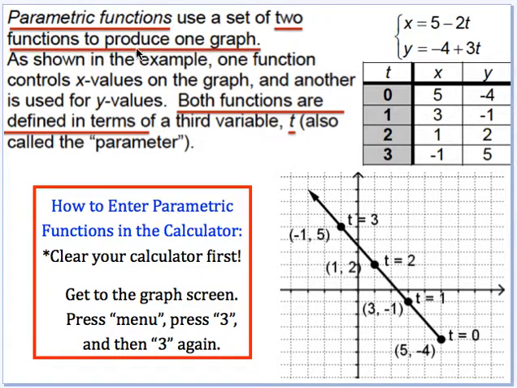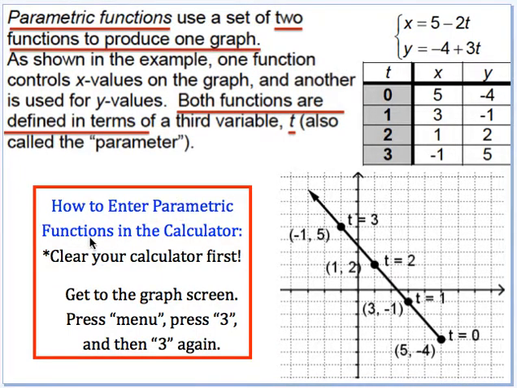All right, so basically parametric functions are just two functions that produce one graph, okay? And as shown in the example, one function controls your x value on the graph, and the other function or the other equation is used for the y values. Both functions are defined in terms of a third value, t, and that is always the parameter. And the reason why you use t is because a lot of times in the application problems that we have for this, t is going to be in terms of time, in seconds. All right, so this is one example on how the graph would look.